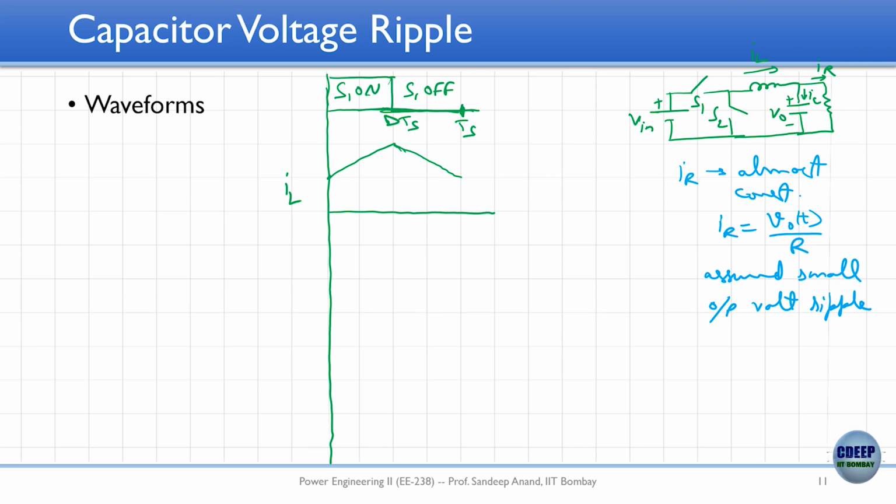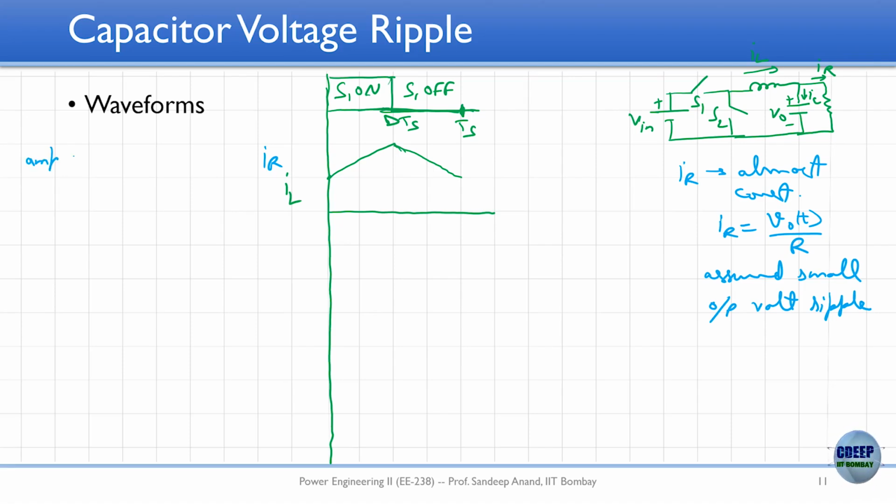If I have to draw in the same scale as that of IL, if I have to draw IR, where will it be? Will it be below this triangle? Will it be above this triangle? Will it be somewhere in between this triangle? Where will it be? How do you find out? We use, or rather there is another law which is not very popularly used, but you can guess as soon as I write it. It's called Ampere second law.